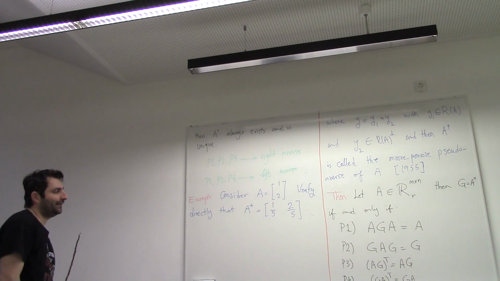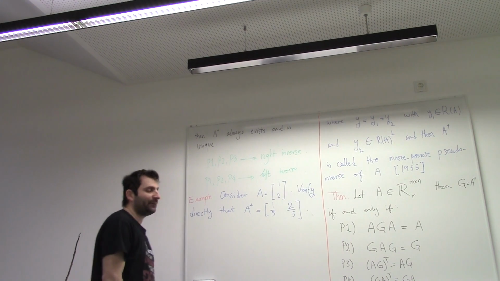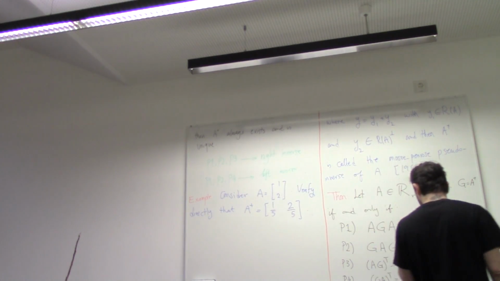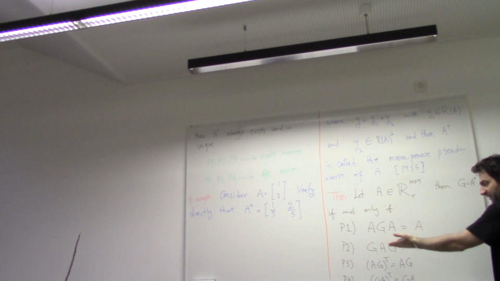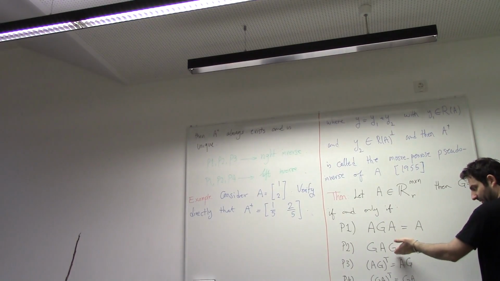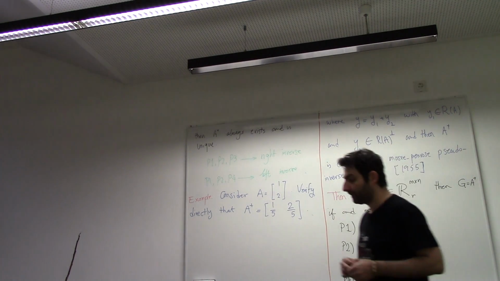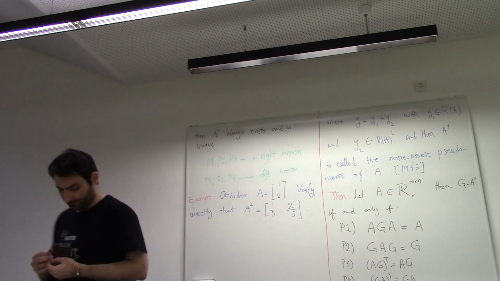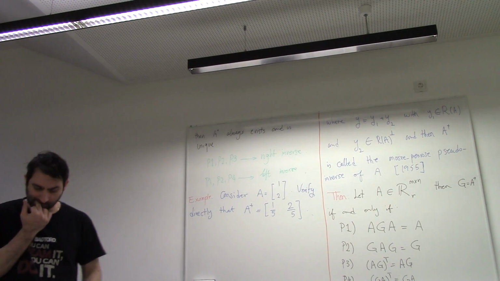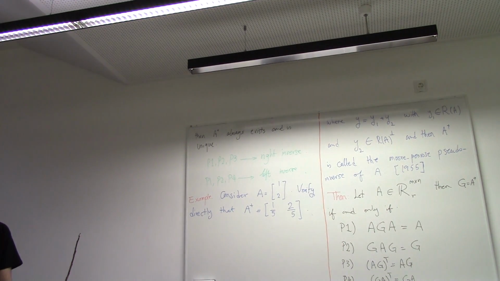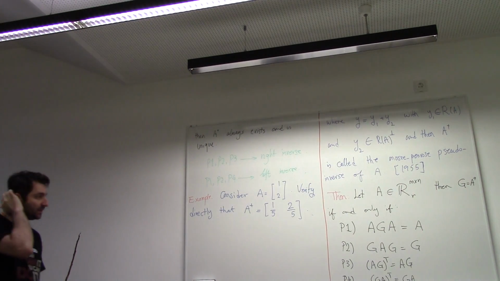Please verify it. How do we verify? We write A plus A, we check if it is A. We write A plus A A plus, we check if it is A plus. And then we need to check also P3 and P4. Please do it and let's see.